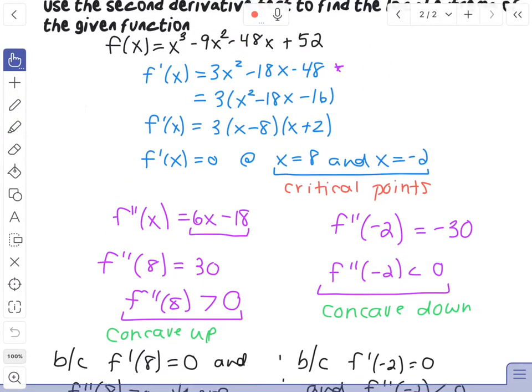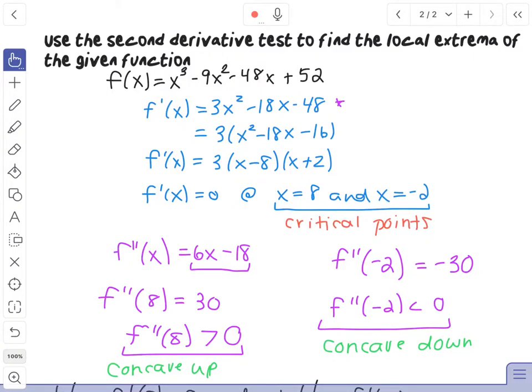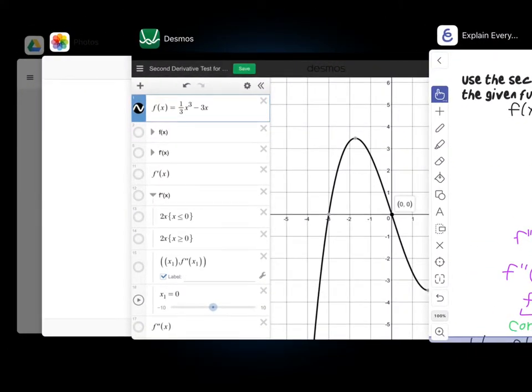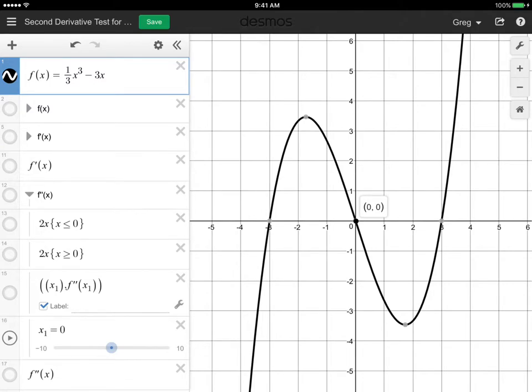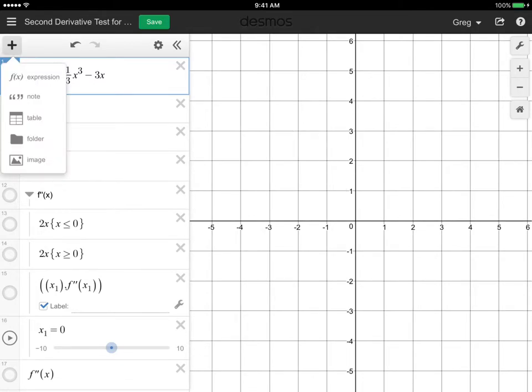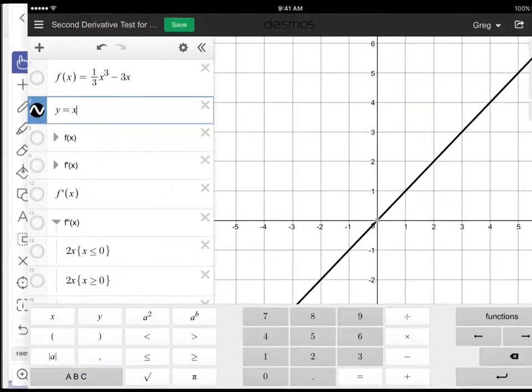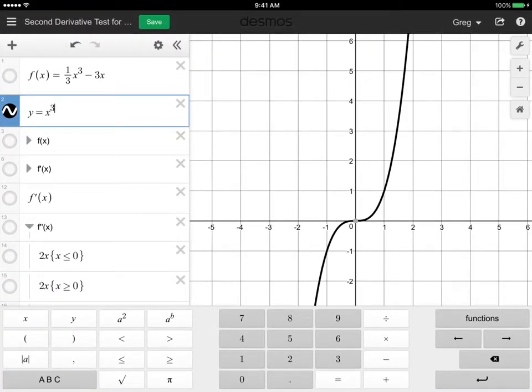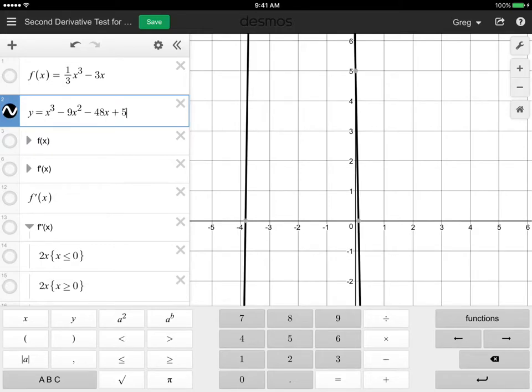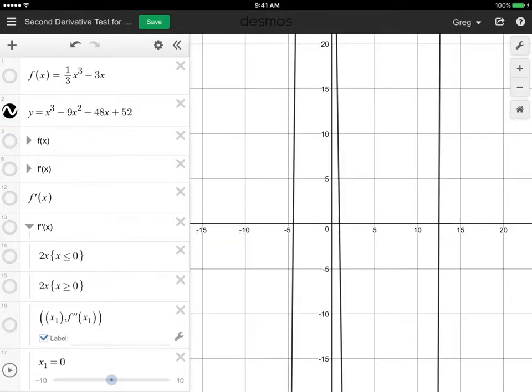So let's go make a quick graph of our original function. We're going to turn all these other ones off. So let's make a new expression. So let's go see y equals, sorry, I remember what it was. X cubed minus 9x squared minus 48x plus 52. So we'll have to zoom out.